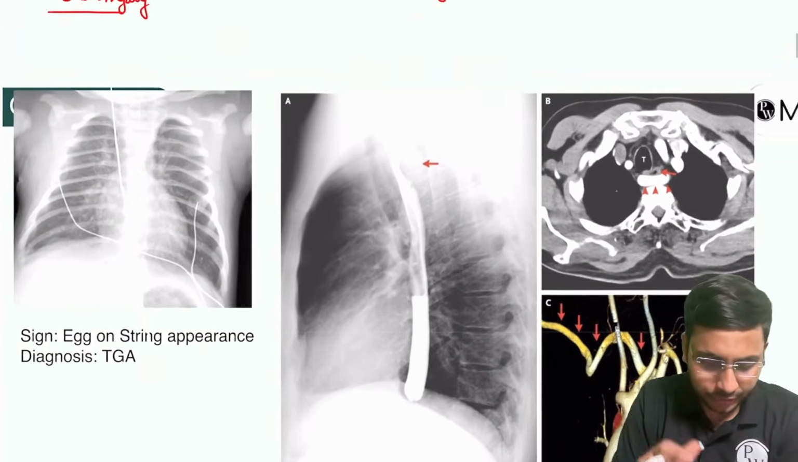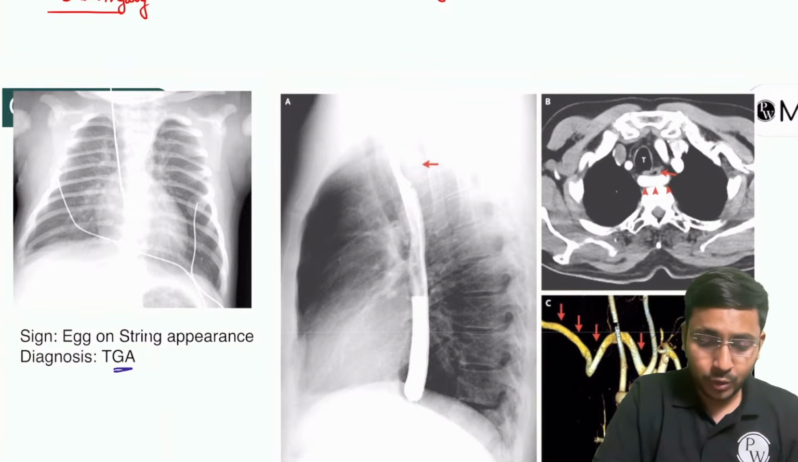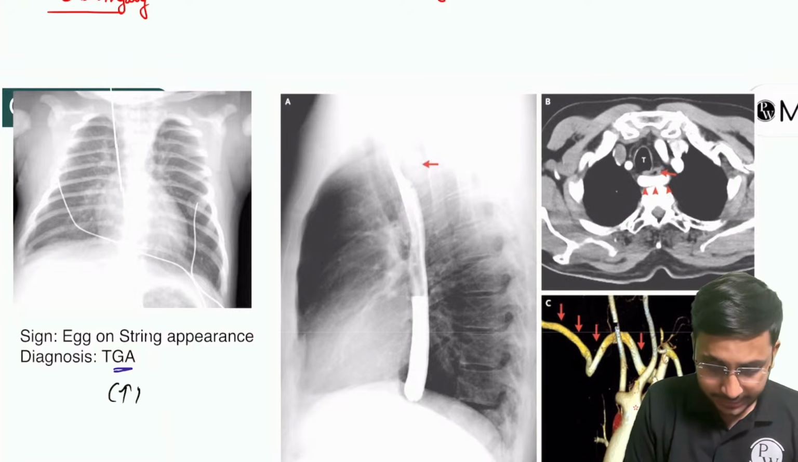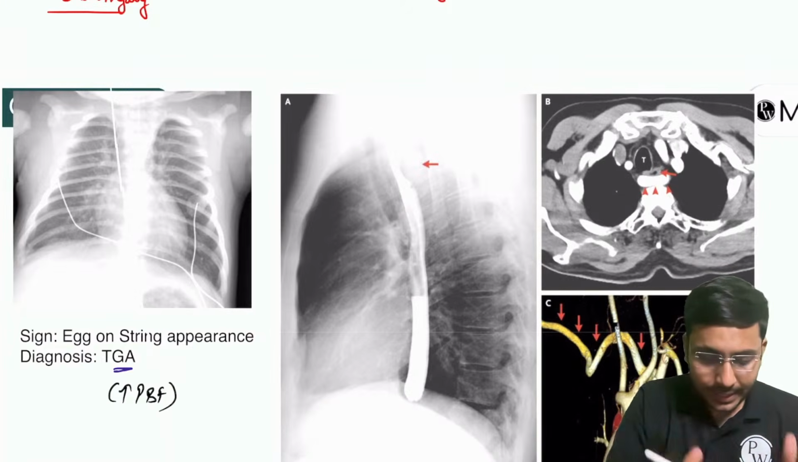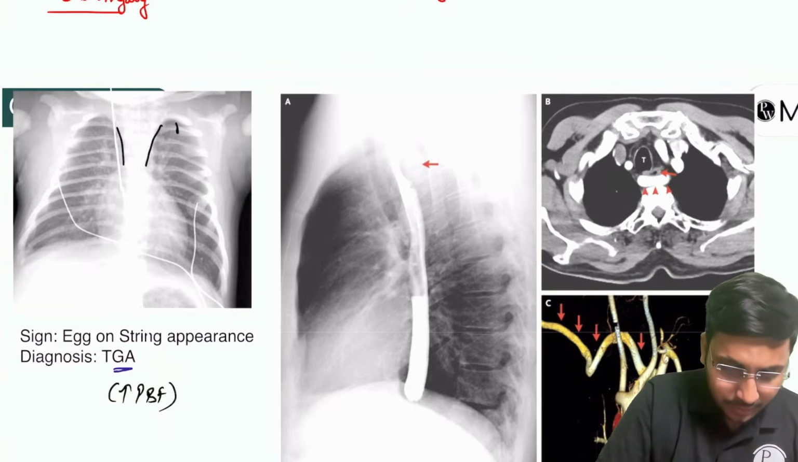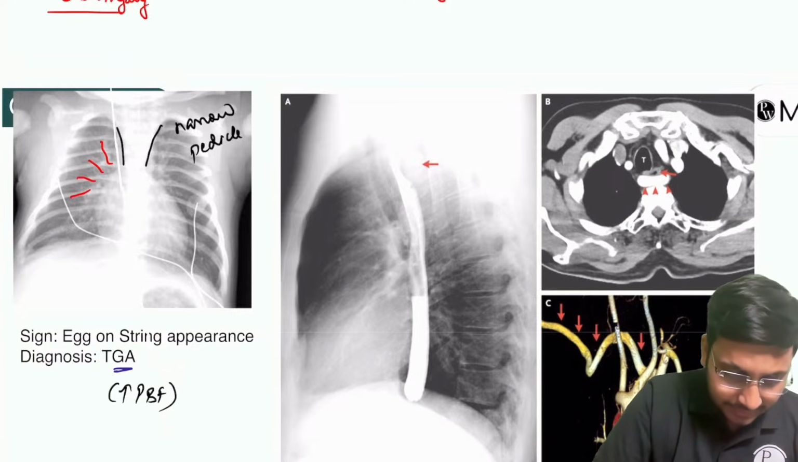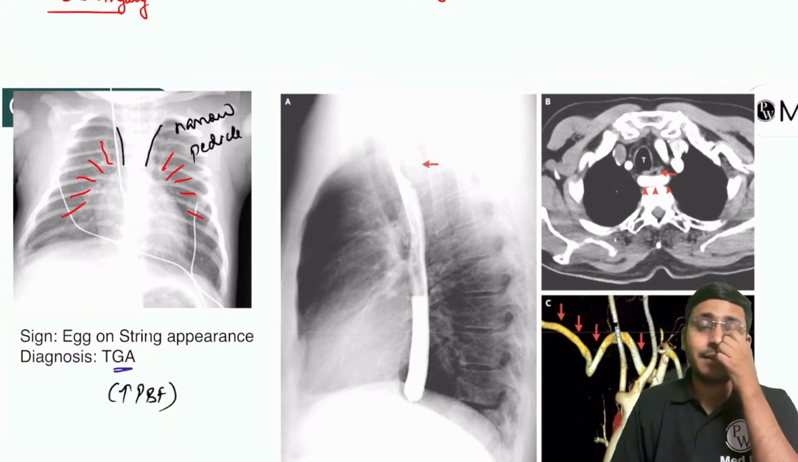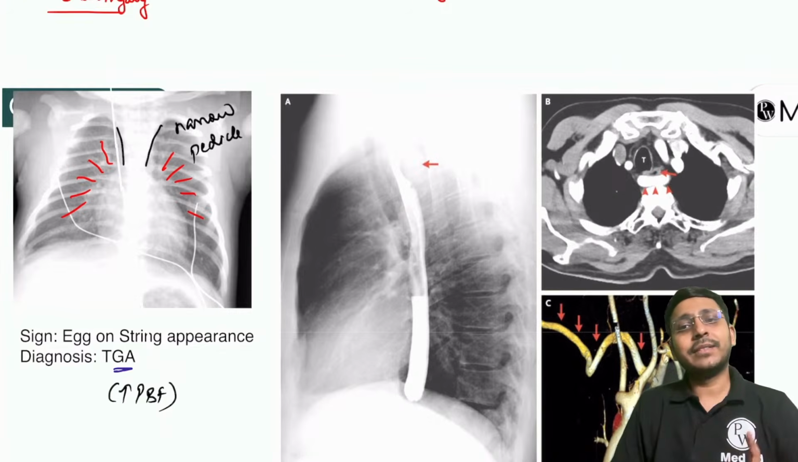So again, egg on string appearance is TGA. But again, in TGA how do you confirm it? TGA will have increased pulmonary blood flow. So apart from a narrow pedicle, what else do you have to confirm? You'll have to see these increased blood vessels, right? This confirms that this is increased pulmonary blood flow and this is not a TOF, this is a TGA.